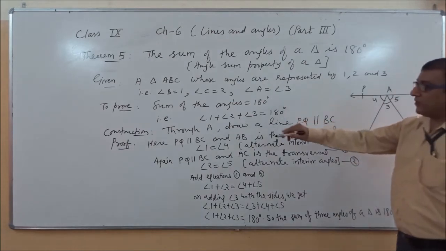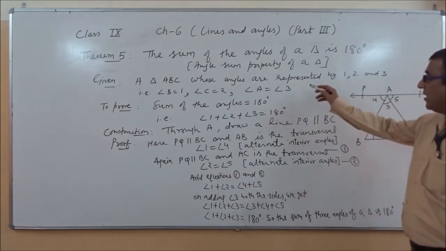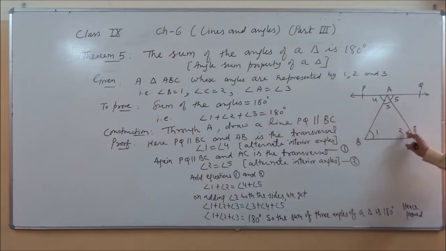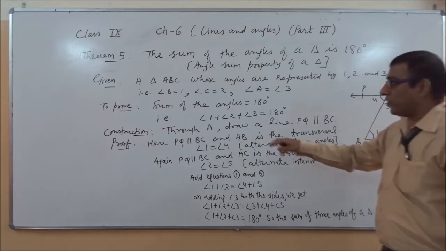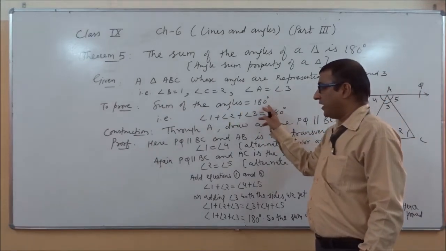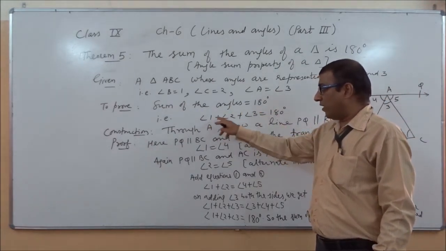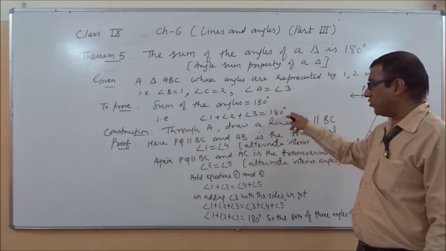So what is given to us? A triangle ABC whose angles are represented by 1, 2 and 3, or we can say angle B is equivalent to 1, angle C is equivalent to angle 2 and angle A equals angle 3. And what we have to prove is the sum of the angles is equal to 180 degrees, or it means we have to prove angle 1 plus angle 2 plus angle 3 equals 180 degrees.